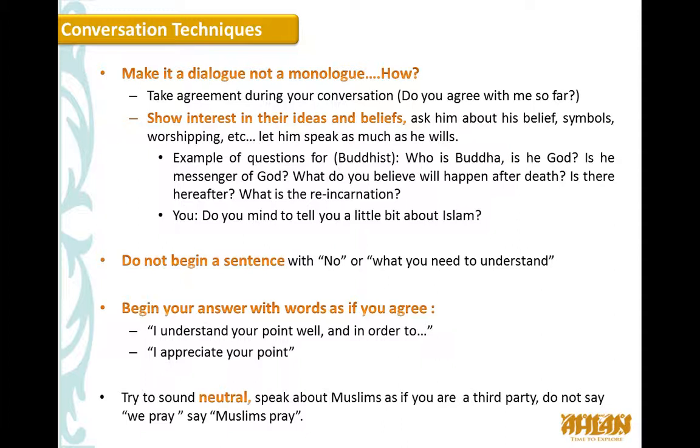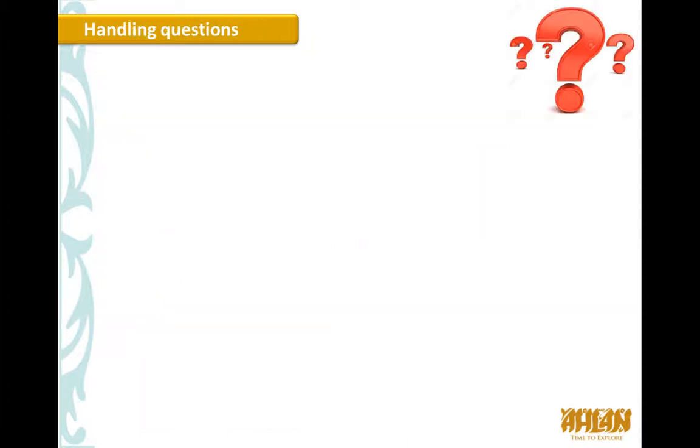Okay, don't say we pray, say Muslims pray. Muslims believe. Muslims do this and do that. Don't say we. Okay, you can say we if he asked. The previous slide said you don't use you, say we. We need to understand. You can say we need to understand, but don't say we pray, say Muslims pray.